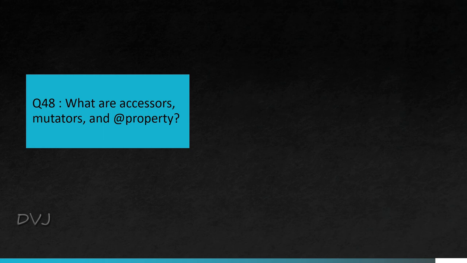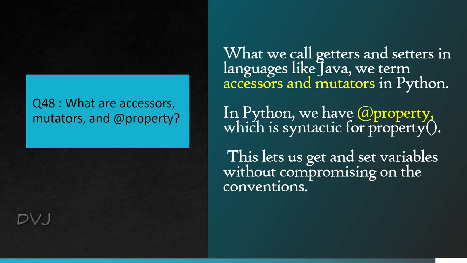Question number 48. What are accessors, mutators, and @property? What we call getters and setters in languages like Java, we term accessors and mutators in Python. In Python, we have @property, which is syntactic sugar for property. This lets us get and set variables without compromising on the conventions.